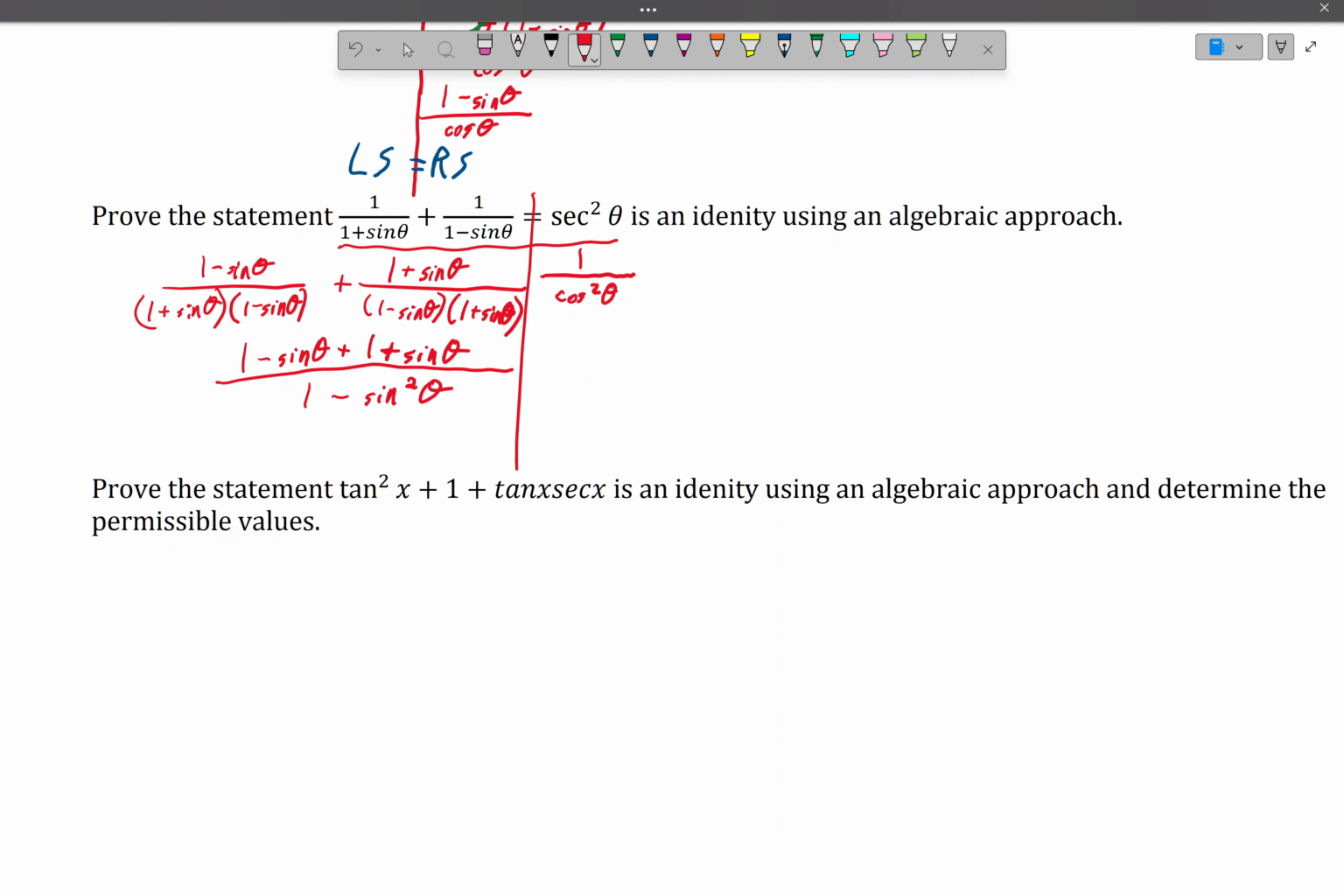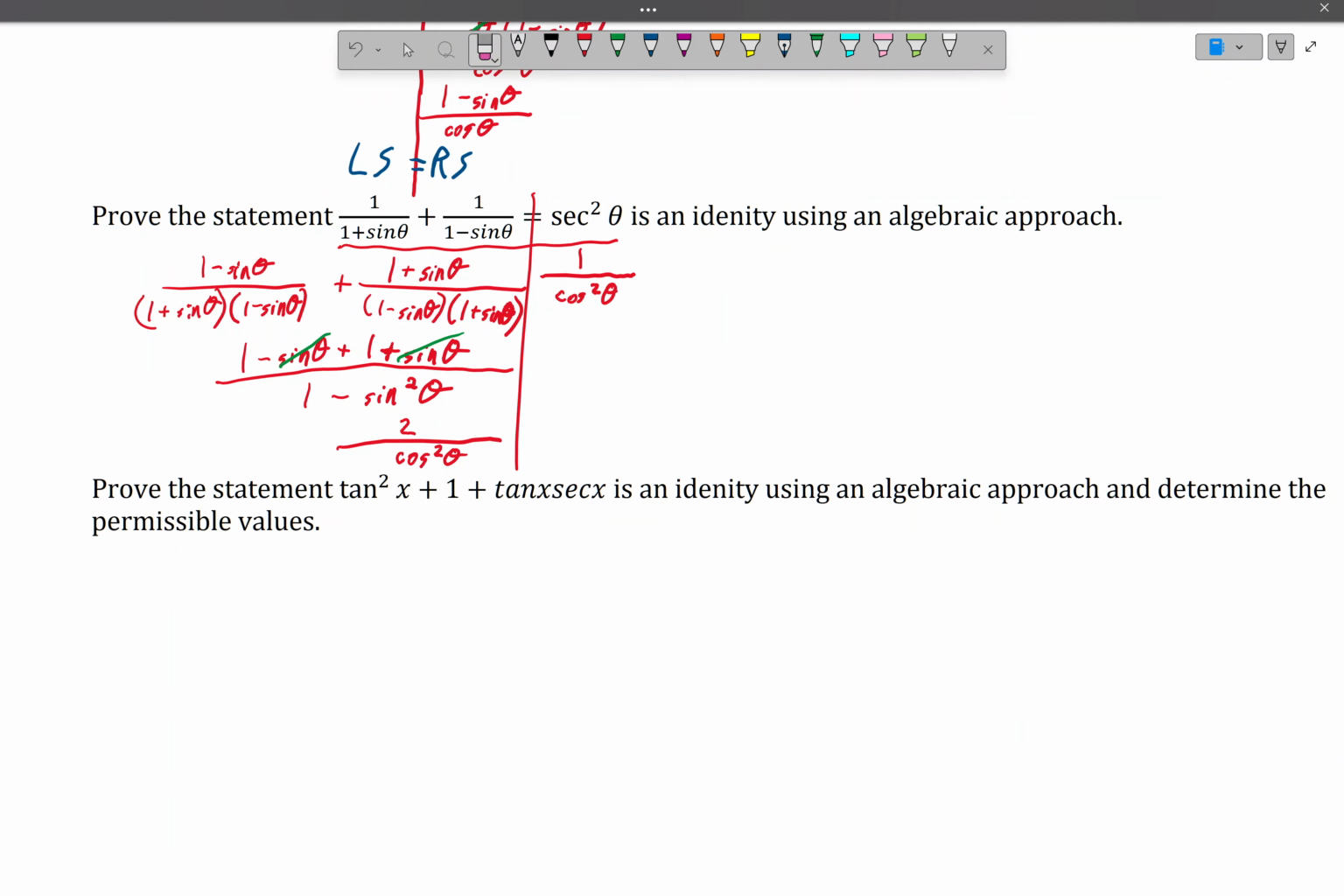Now, the same rule as before: 1 minus sine squared theta is going to turn into cos squared theta on the denominator. And on the numerator, you can see that the sine and sine are going to cancel with each other. And so by doing that, we're going to end up having a 2 here.